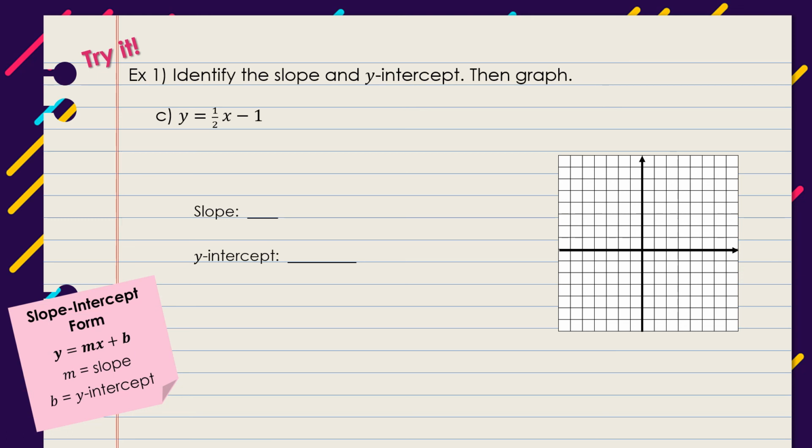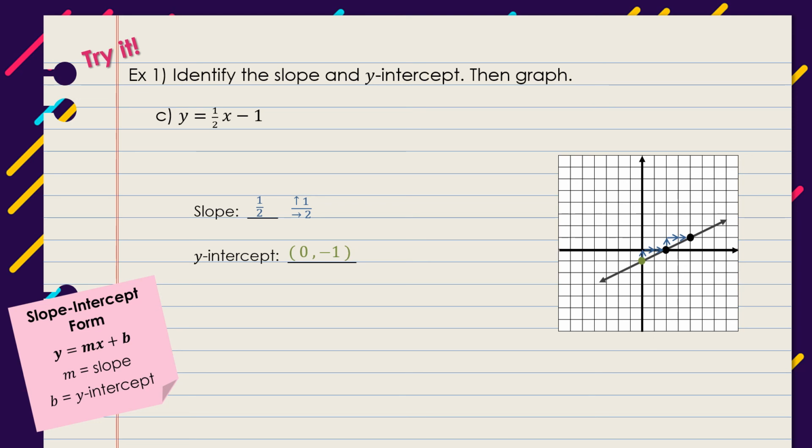Okay, hopefully you were able to identify the slope as 1/2 and the y-intercept as -1, which when written as an ordered pair would give us (0, -1). Then when we go to our graph, remember we begin with the y-intercept of (0, -1). And then our slope of 1/2 tells us we're going to go up 1 and to the right 2 to make each new point. So going back to our graph, we go up 1, right 2, and plot a new point, and then we continue that process until we have at least 3 points on our graph.